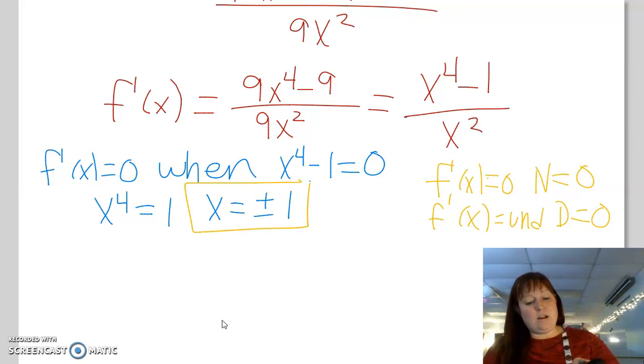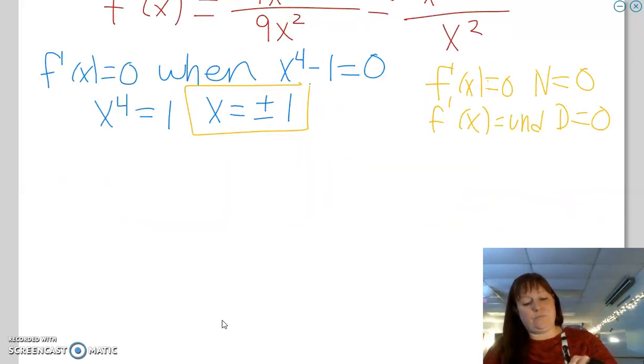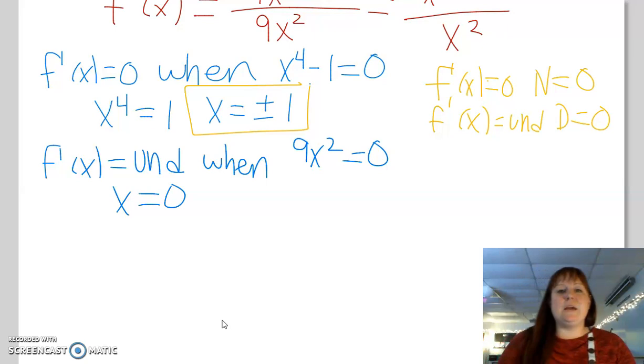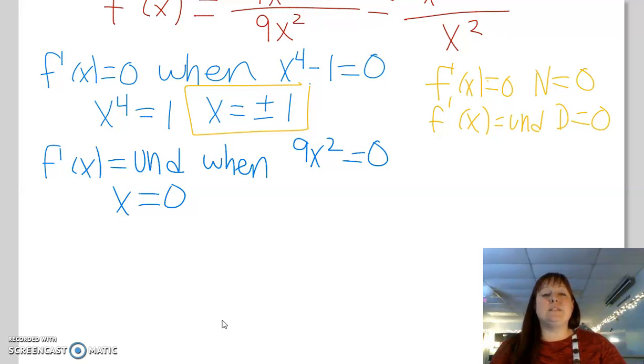Now let's see, where is f prime of x undefined? So we know f prime of x is undefined when 9x squared is equal to 0. Okay, so that is when x equals 0. So here's my monkey wrench that I'm throwing in here. Is x equals 0 a critical number? Well, f prime of x is undefined. The derivative is undefined. But here's the monkey wrench.